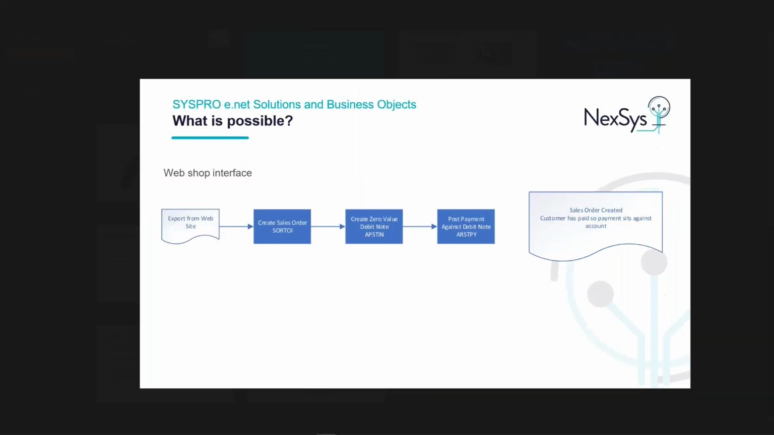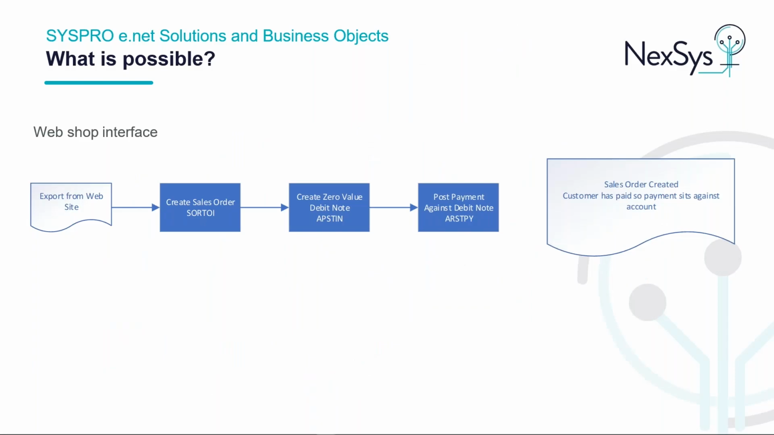Then we can go straight into a business object post to raise the sales order. Off the back of that, we could create a zero value debit note, and then we could post a payment against the debit note. This is basically because a web shop will probably have taken the payment up front, so accounts want to show that you have that payment. It's not necessarily yet in your bank account, but it is on its way, because by the time Sage Pay or whoever transfers you the money, it will come through. So the customer has paid, and that account is no longer in debit.